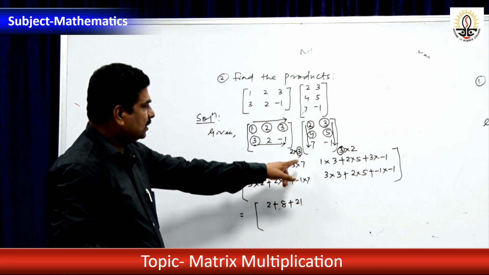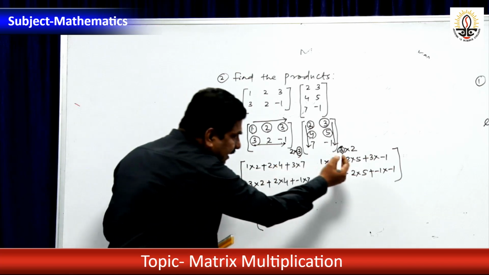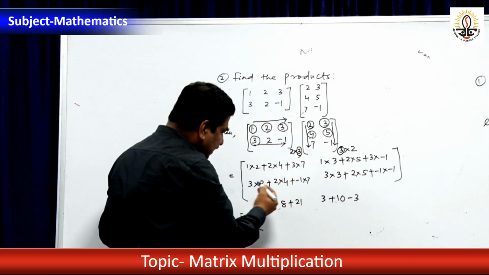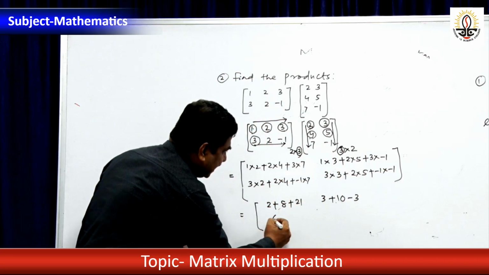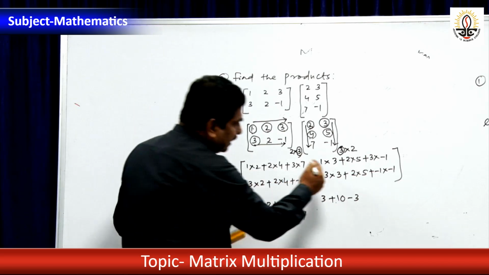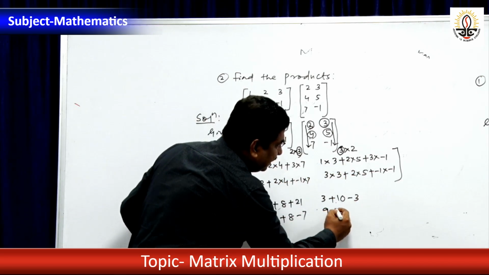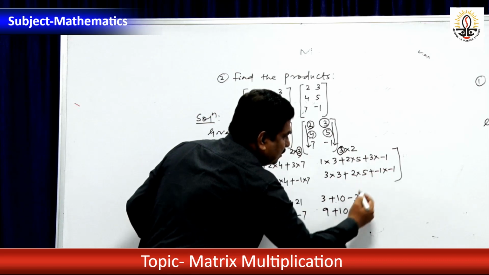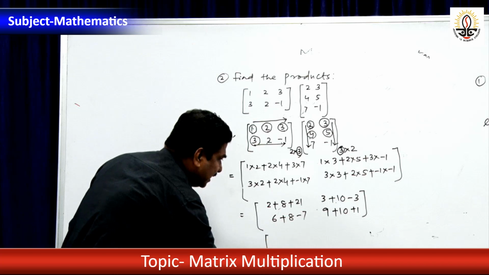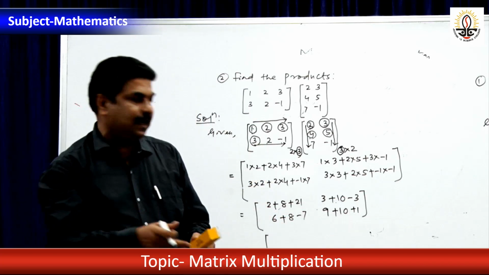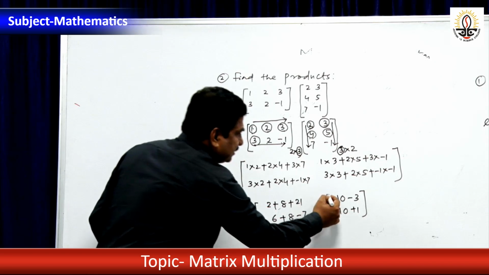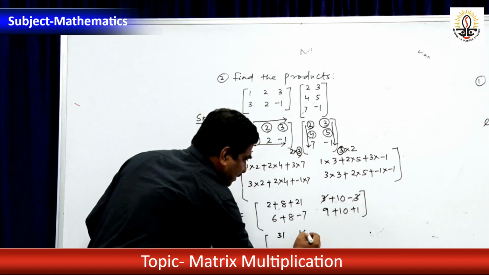Here you see 3 into 7 is 21. In the next case it is 3 plus 10 minus 3. Second case here you see 6 plus 8 minus 7, dear. And in the last one 9 plus 10 minus 1 into minus 1 plus 1. Here you see what will be the value then? 2 plus 8 is 10 plus 21, this one be 31. And 3 cancel, this value is equal to 10.